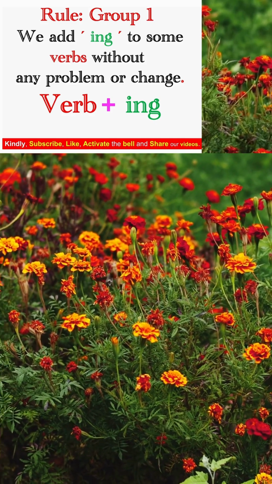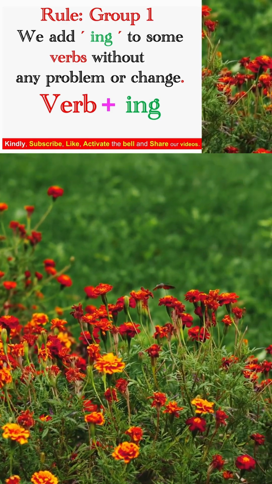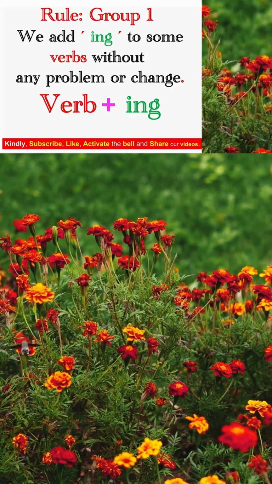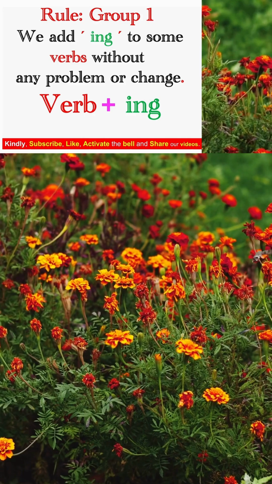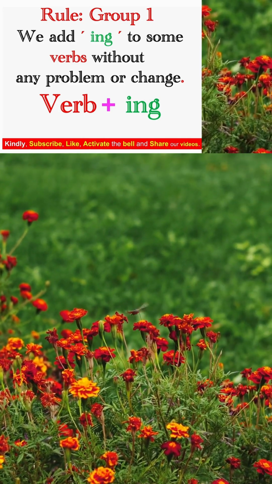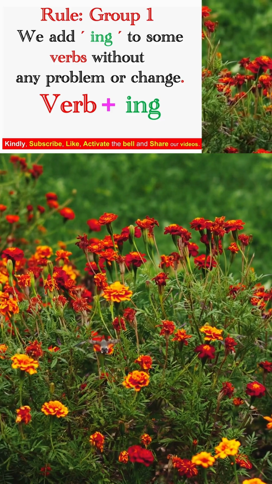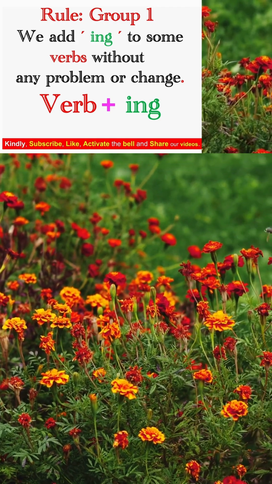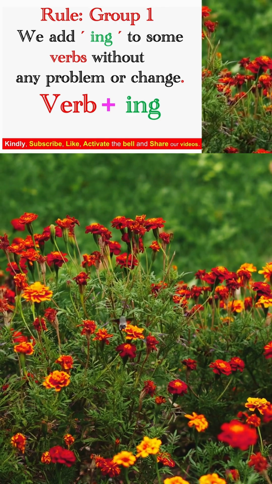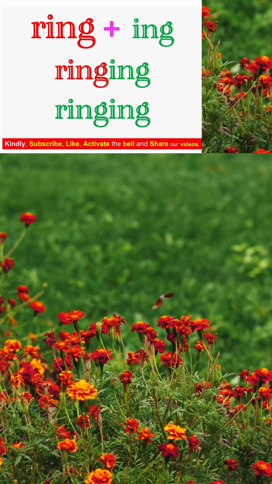Rule group 1 is very simple. We add ing to some verbs without any problem or change. So just the verb and we add ing. We are going to see the verbs that take ing without any problem or change. Let's see the first verb. Let's get to the next verb.